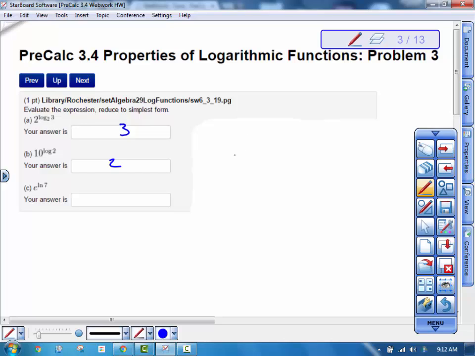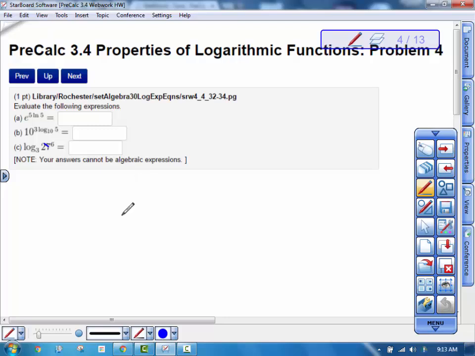And the last one, e to the natural log of 7. Well, these cancel always, and if you're not sure why, call it equal to something like x and change it into log form. In log form, this would be natural log base e of x equals natural log of 7, which x just equals 7 then. So either way, you can say these cancel, and you just get 7.